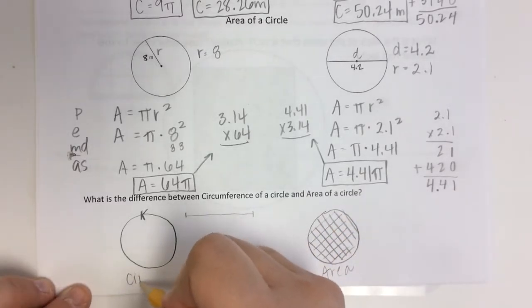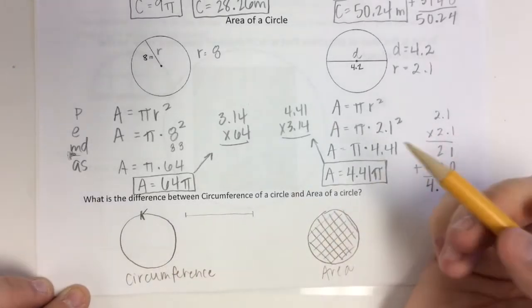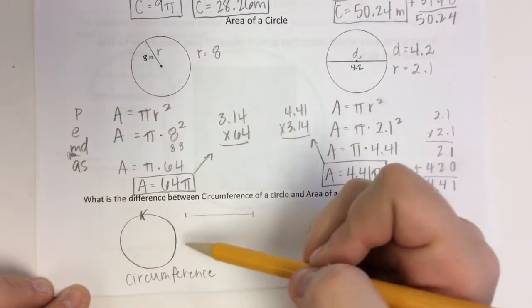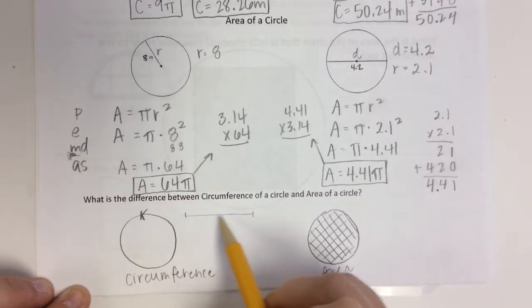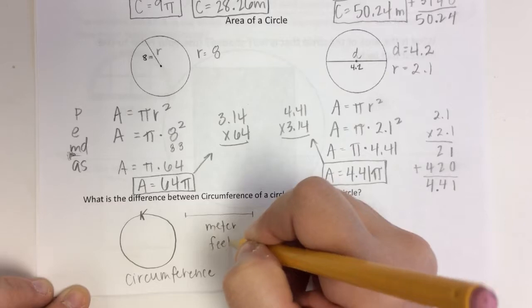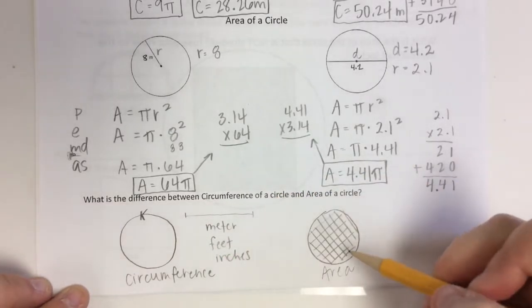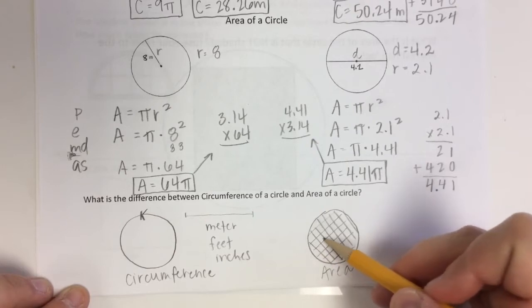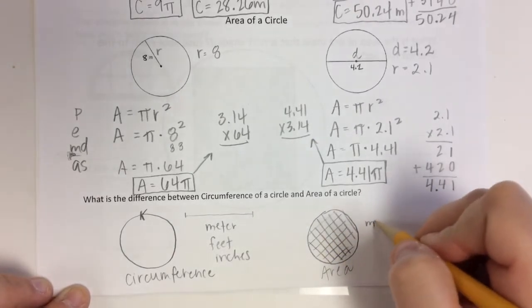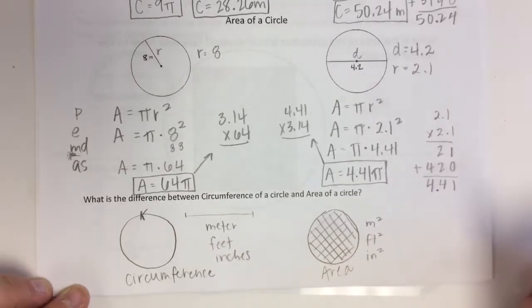Circumference is the distance around the circle. And so my units for circumference could be measured with a ruler. So things like meters or feet or inches. For area, it's measured with square units, like these tiles. And so this would be square meters or square feet or square inches.